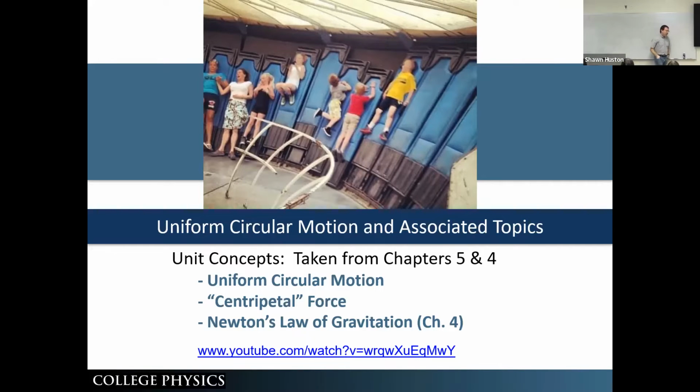So when we say uniform circular motion, it means that we've got something that's going around at a constant speed. So that's the thing that uniform really means. It's moving at a constant speed.